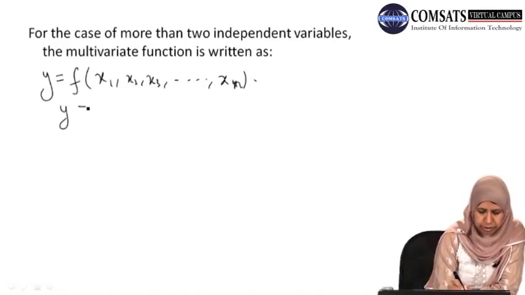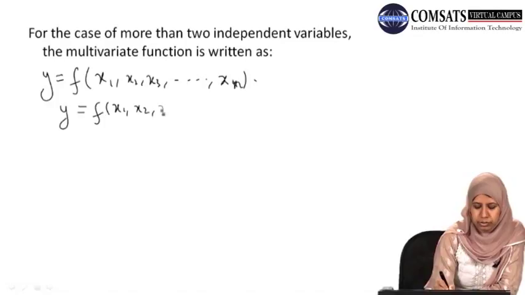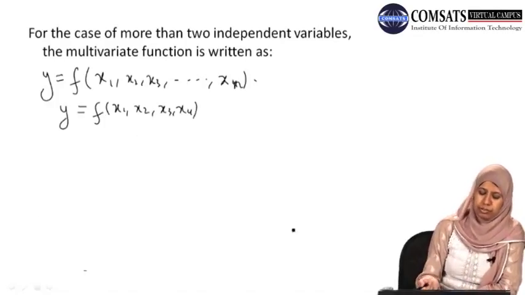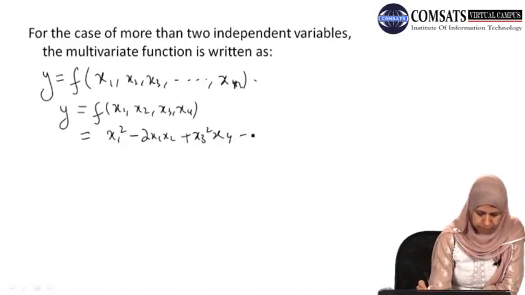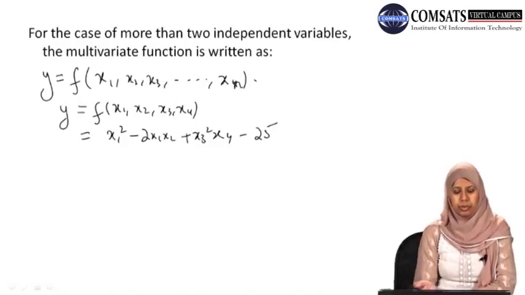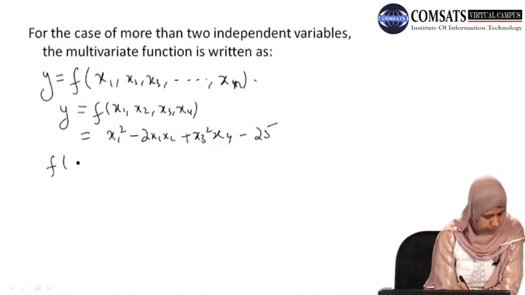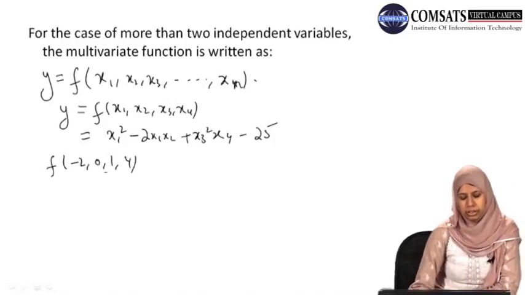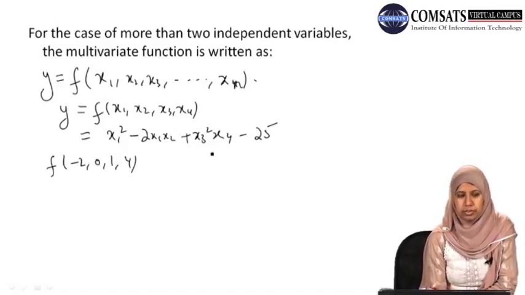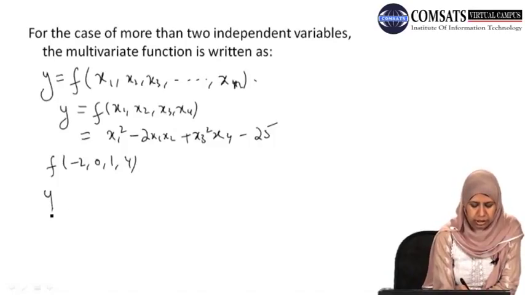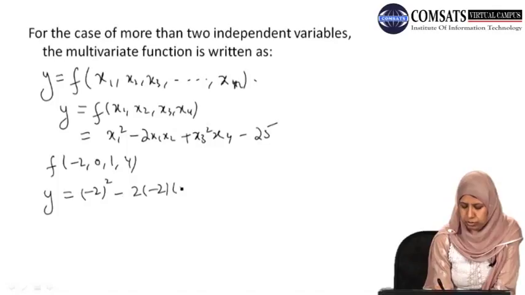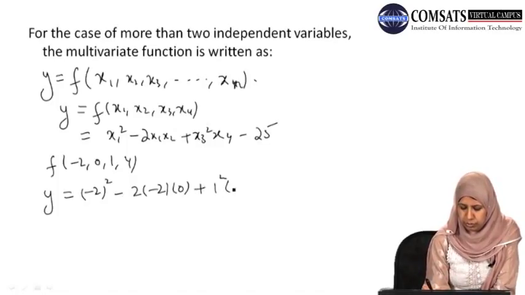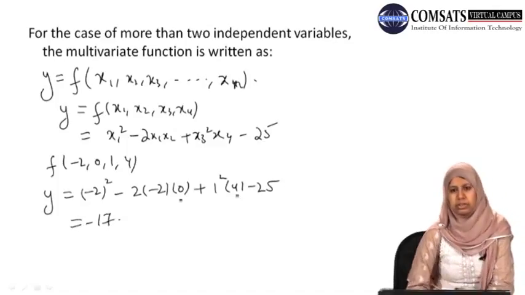For example, if we have y equals f of x1, x2, x3 and x4, that is our function of 4 inputs, as x1 square minus 2 x1 x2 plus x3 square x4 minus 25, and we want to find the value of output when the given input is -2, 0, 1 and 4, then we will simply put the values of x1, x2, x3 and x4 in our equation and simplify it. That is, minus 2 square minus 2 into minus 2 into 0 plus 1 square into 4 minus 25, and we get minus 17.